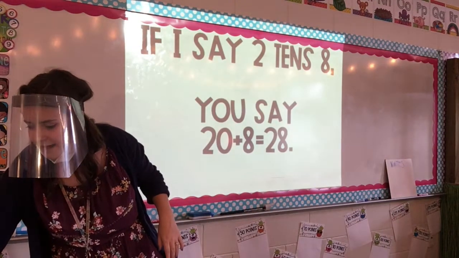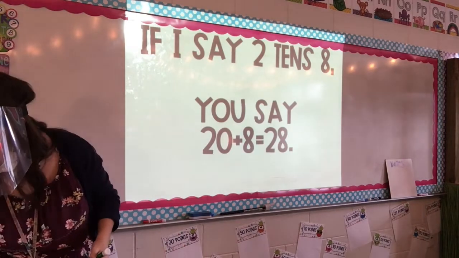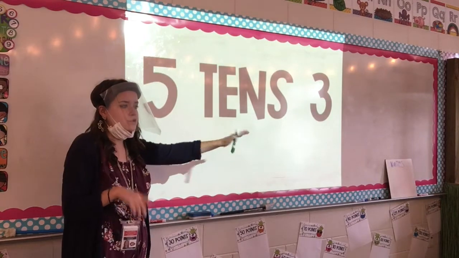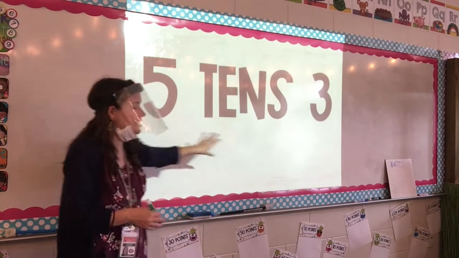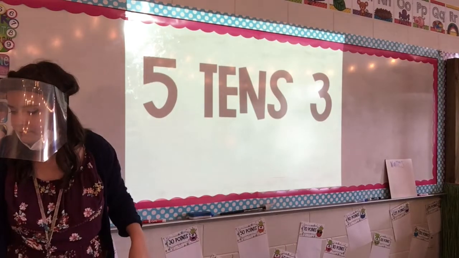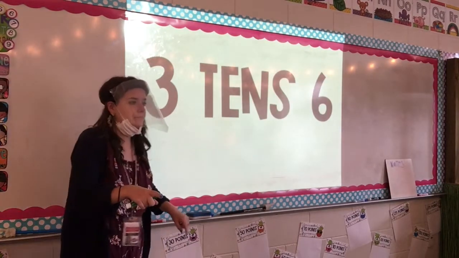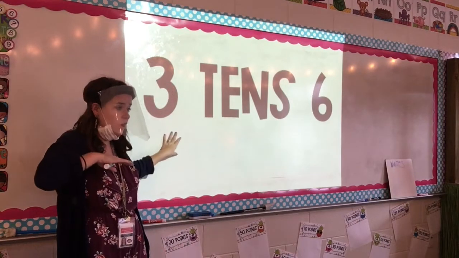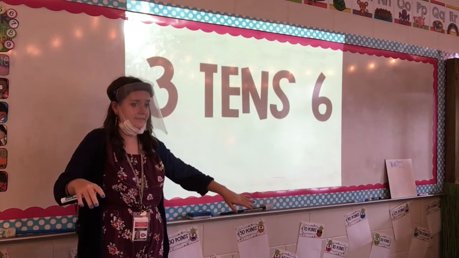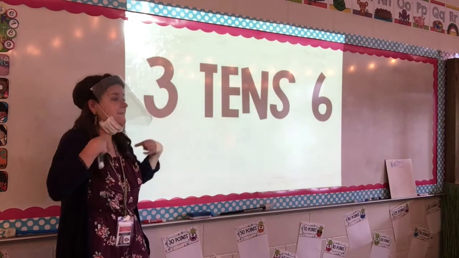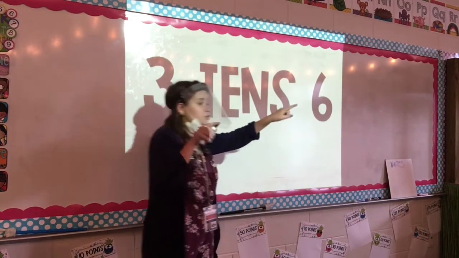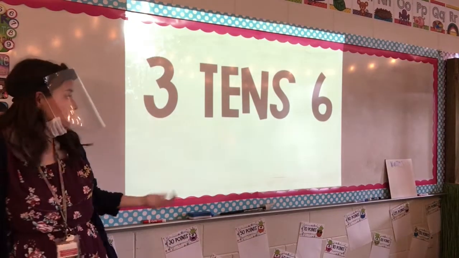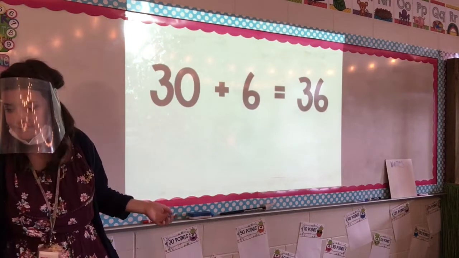Okay? So if I say 5 tens, 3, you say 50 plus 3. You do this one. If I say 3, 10, 6, you can say 30 plus 6. Let's do it louder one more time. If I say 3, 10, 6, you say 36. And let's say 30 plus 6, but you're right, it is 36.